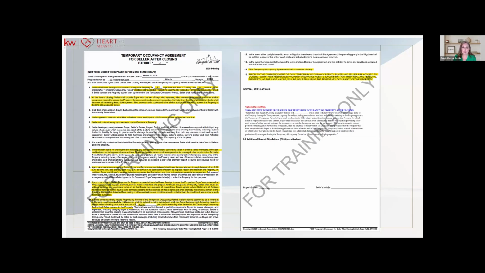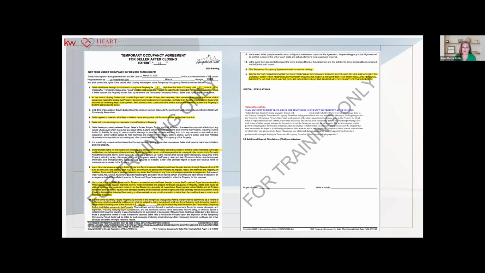It says here on the second page that this is going to survive closing. That is absolutely true. And then it says that the parties are agreeing that prior to entering into this agreement, they have been advised to seek legal advice.